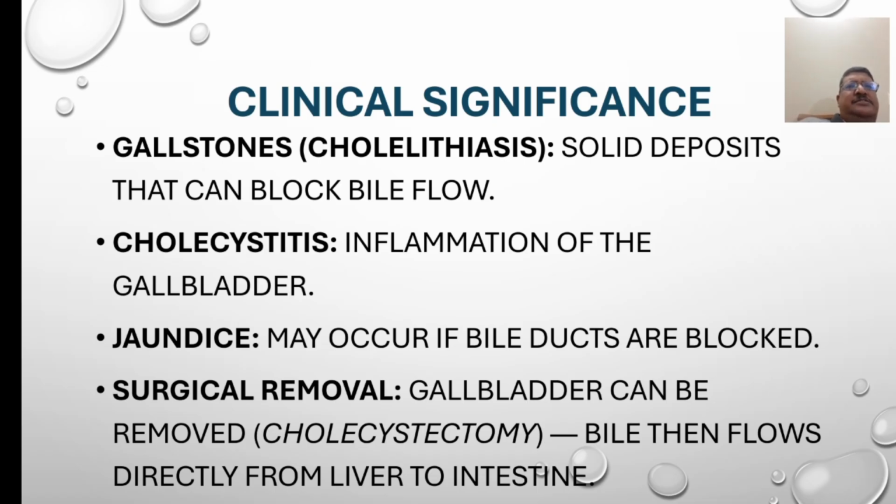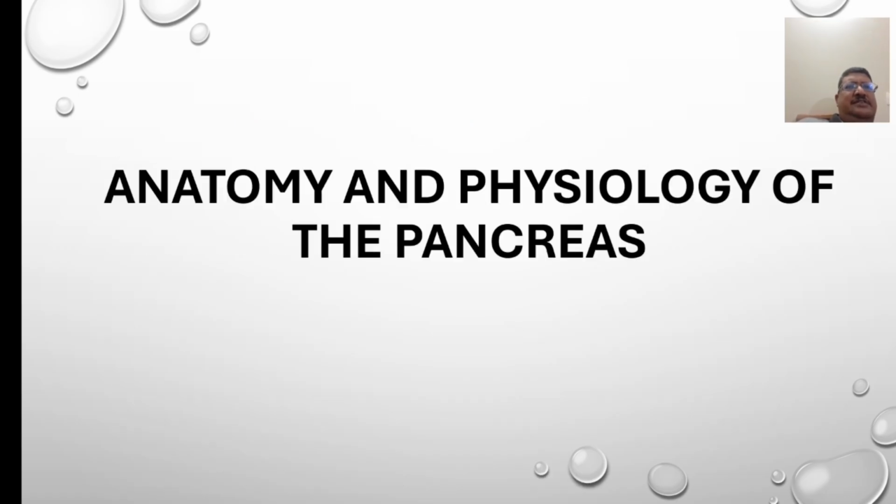Clinical significance: gallstones, or cholelithiasis, are solid deposits that can block bile flow. Cholecystitis is inflammation of the gallbladder. Jaundice may occur if bile ducts are blocked. Surgical removal: the gallbladder can be removed, called cholecystectomy. Bile then flows directly from the liver to the intestine.